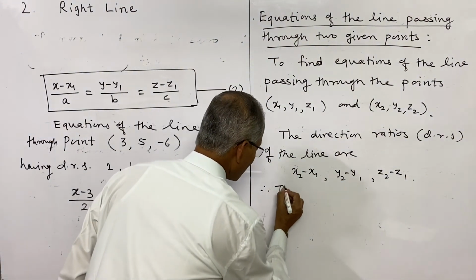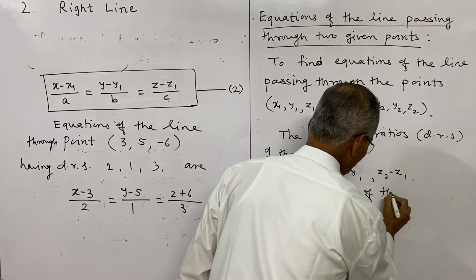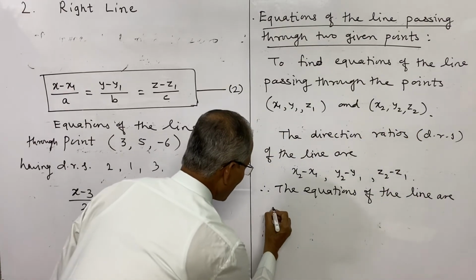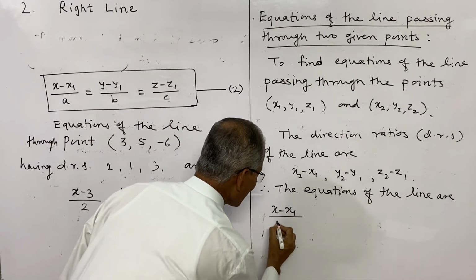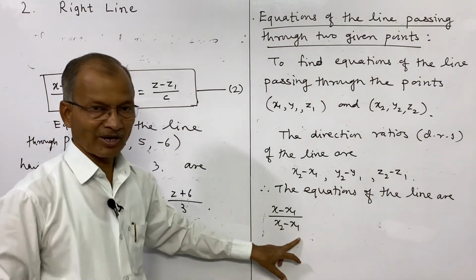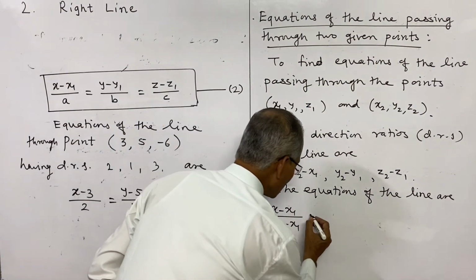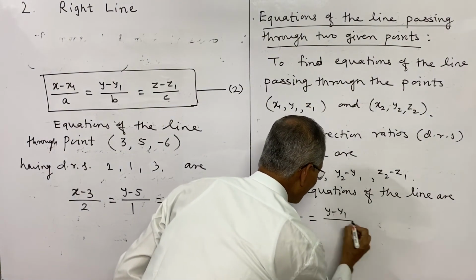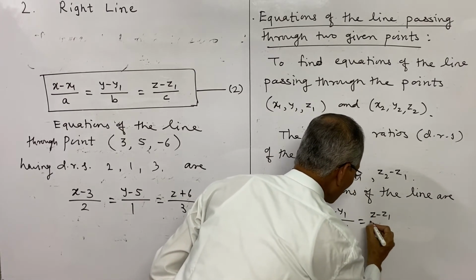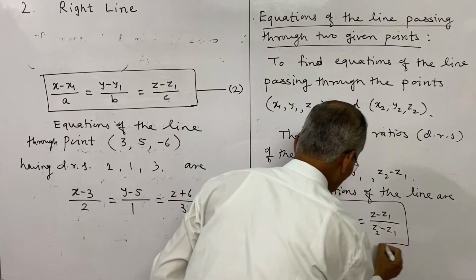So therefore, the equations of the line are x minus x1 divided by x2 minus x1. We may consider this point also, x minus x2 divided by x2 minus x1. Any point can be taken because the line passes through both the points, and is equal to y minus y1 divided by b, that is y2 minus y1, and z minus z1 divided by z2 minus z1. So this is our third equation of line.